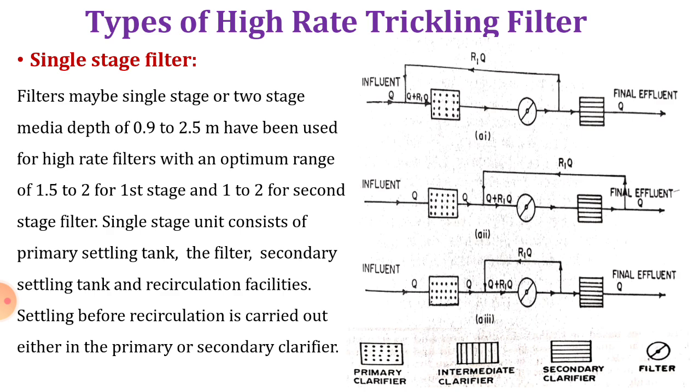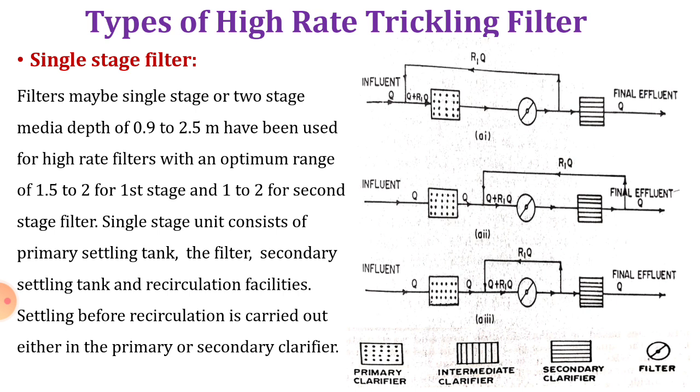There are two different types of high rate trickling filter. First is single stage and second one is two stage filter. Let us discuss the single stage filter. Filter may be single stage or two stage. Media depth of 0.9 to 2.5 meter have been used for the high rate filter with an optimum range of 1.5 to 2 for first stage and 2 to 4 for the second stage.